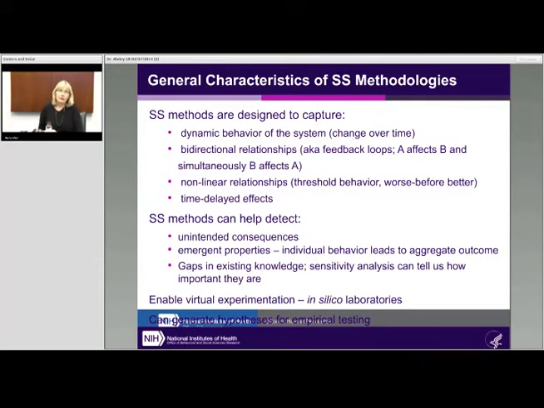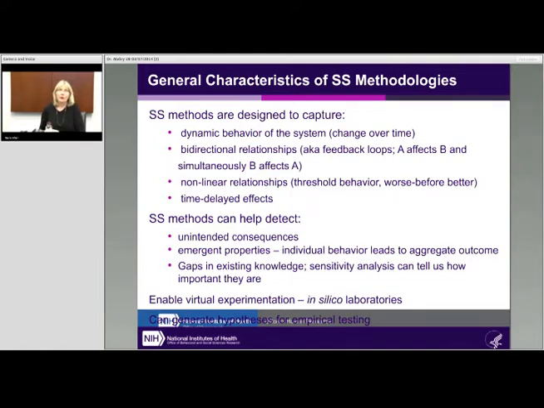They can help us identify emergent properties. That is, if you broke down a problem and only studied the individual pieces, you might miss the aggregate of those pieces when they're all combined together in a system. And if you study the system, you can see some of those things that might not actually be attributable to any single component of the system.